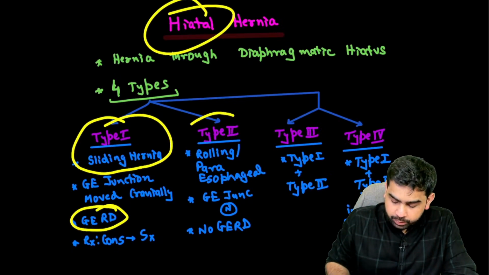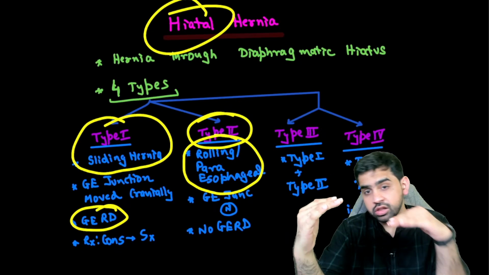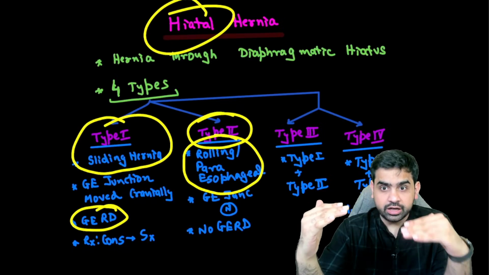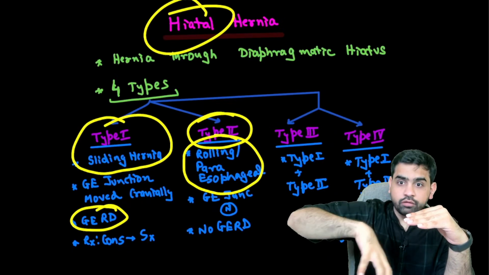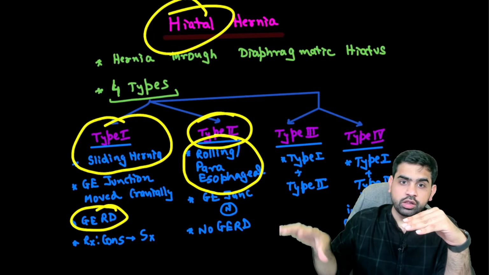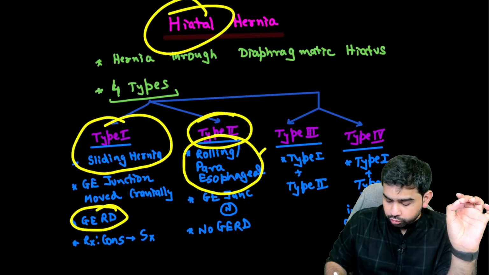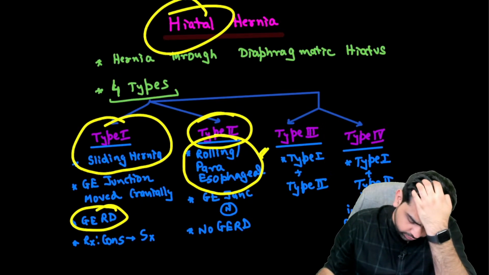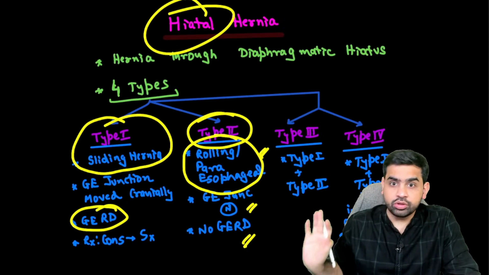That's all fine. What about the type 2 hiatus hernia? This is the rolling or the paraesophageal. Now in this, what you need to understand is that the gastroesophageal junction is at the normal location, but part of the fundus of the stomach is going into the thoracic cavity. Do you understand my point? So this is what is referred to as your rolling hiatus hernia. The GE junction is normal and there is no GERD in these patients. So that is what you need to understand.